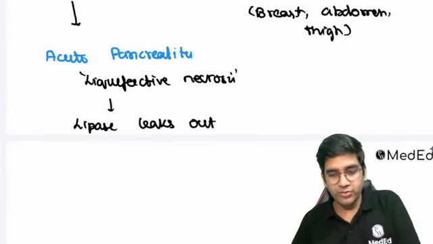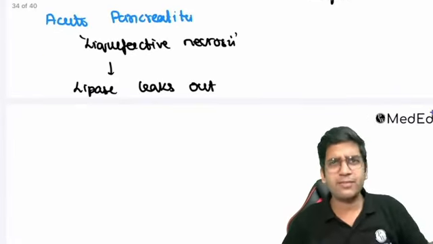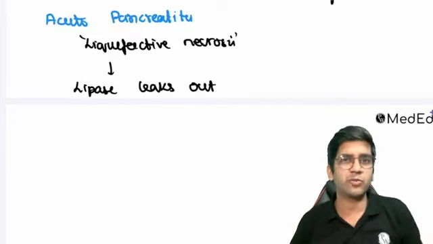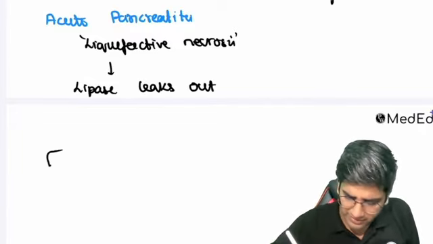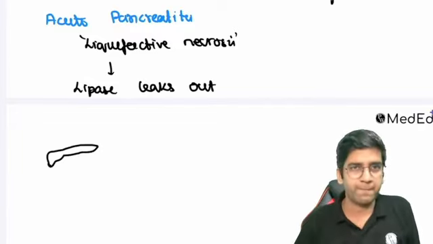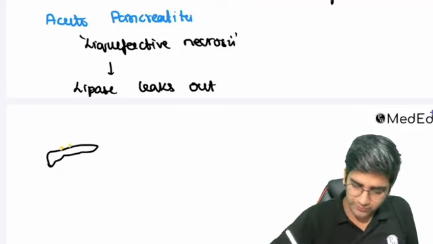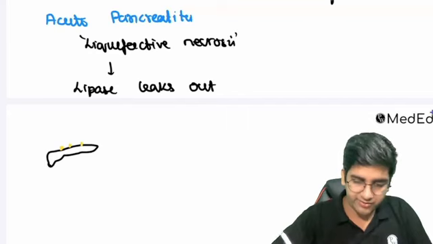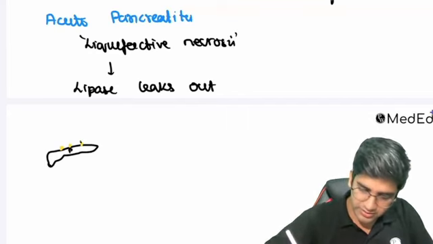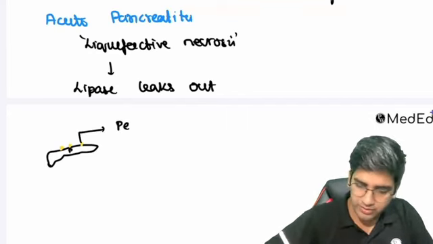When the lipase leaks outside, you must have seen the pancreas for sure. In your anatomy, you must have read about the pancreas, right? If you have a pancreas here, surrounding the pancreas you have fat. I call them peripancreatic fat, right? This is my pancreas. Surrounding the pancreas, I have peripancreatic fat.